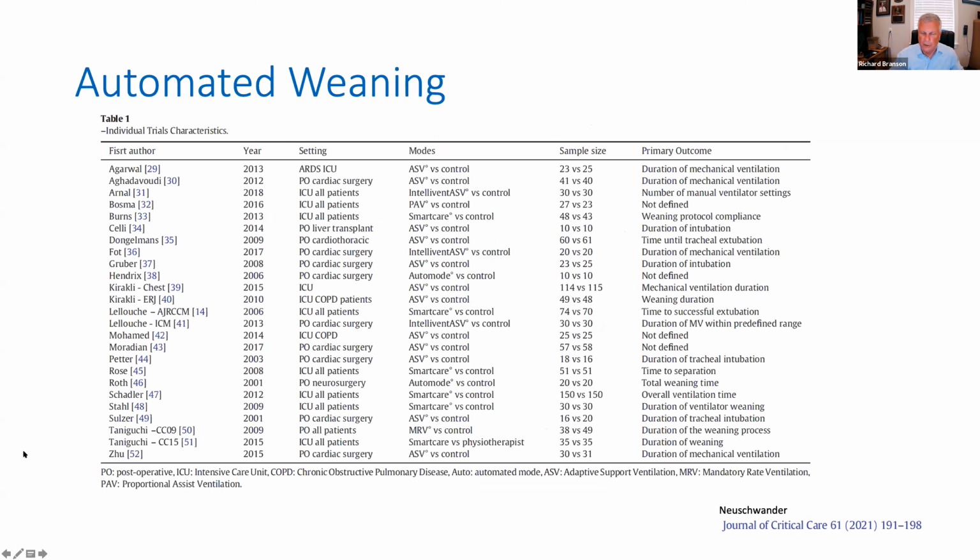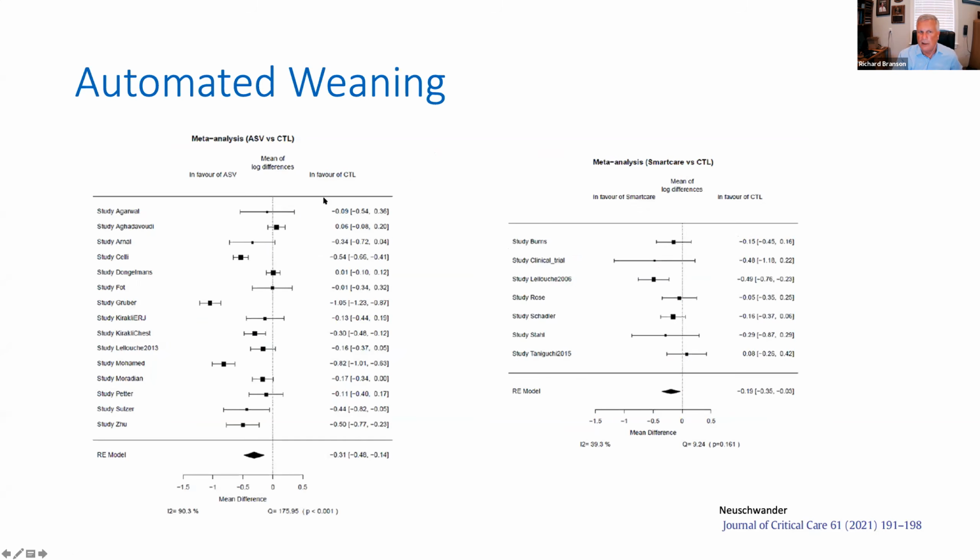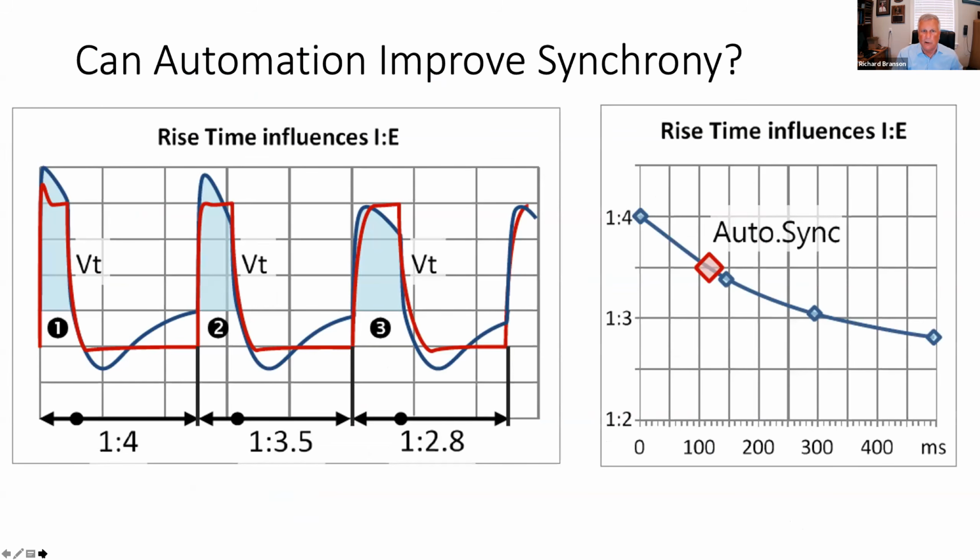So there is, again, I'm not going to kill you with these slides, and I don't know what the deal is with the slides. If you want to email me, you're welcome to them. There's nothing proprietary here, but here's all the studies kind of listed, all the different trials, what kind of patients they were. Again, a lot of post-operative cardiac surgery patients, what mode was used, the sample size in the different groups, and then the primary outcomes. And as you look at these things in a meta-analysis, and here's ASV versus controlled weaning, and here's smart care versus manual manipulation, there seems to be a signal to the left suggesting that closed loop control might actually give you some modicum of advantage for getting patients off the ventilator quickly.